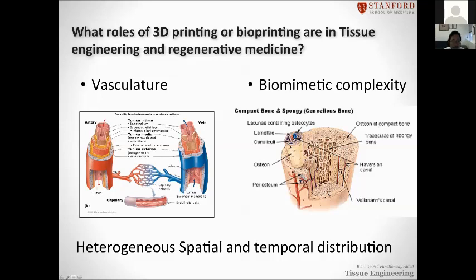Then there is vasculature and also biomimetic complexity. The body structure, the cell distribution and the capillary distribution are not homogeneous. They are always heterogeneous, in both spatial and temporal distribution. This entails the advantage of 3D printing. By definition, with 3D printing we can easily change the structure and the composition in the same plane, at different locations, in 2D and 3D. That gives us the power to mimic the complexity of tissue, and also to enable fabrication of vasculature in a 3D structure.